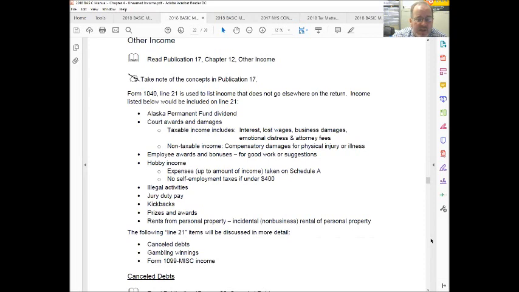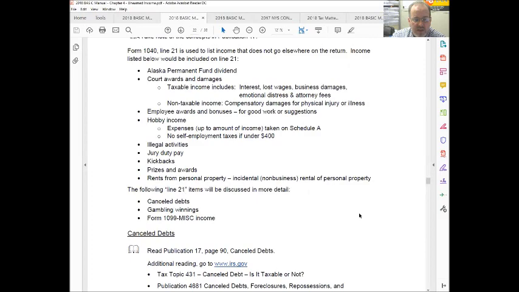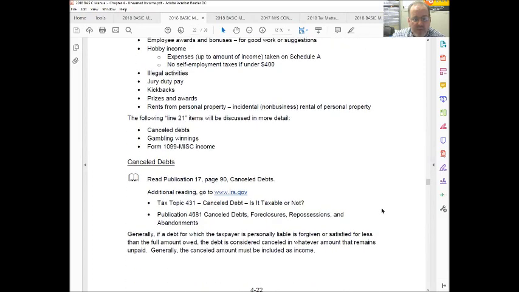If I am renting a property, say I live in a duplex and the other half is my brother, and I'm renting below market value, that's where I declare that income. Because if I am not getting market value, where I am in it for profit, I cannot take expenses. It does not go on a Schedule E, and I have to declare that as income, okay? We're going to talk a little bit more in detail here about canceled debts, gambling winnings, and the other things that are on a 1099 miscellaneous, okay?